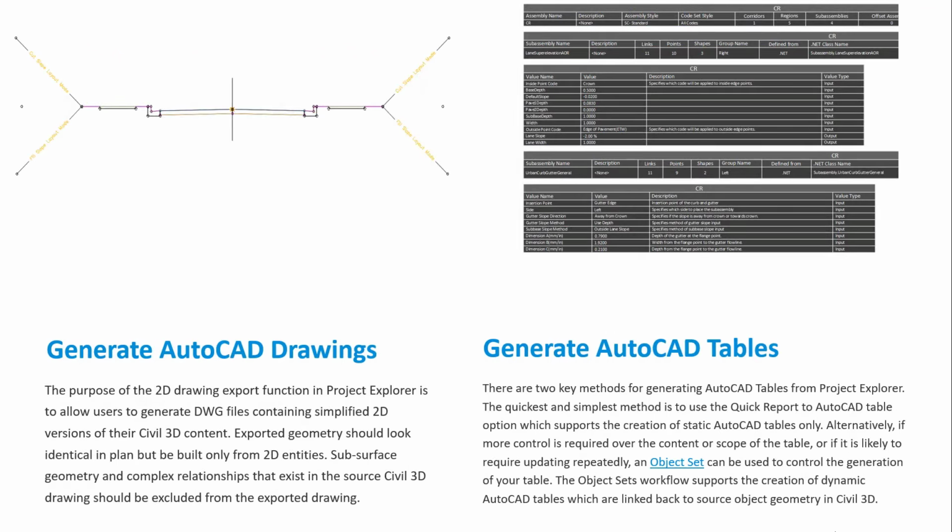And just as an FYI, something I briefly mentioned is you can generate the AutoCAD drawings, a quick 2D export function in Project Explorer. And then you can generate tables. If you want some really detailed customizable tables, you can generate the AutoCAD tables. We'll do a quick table, but it's very simple to do. So let's jump over to Civil 3D and do this last part.